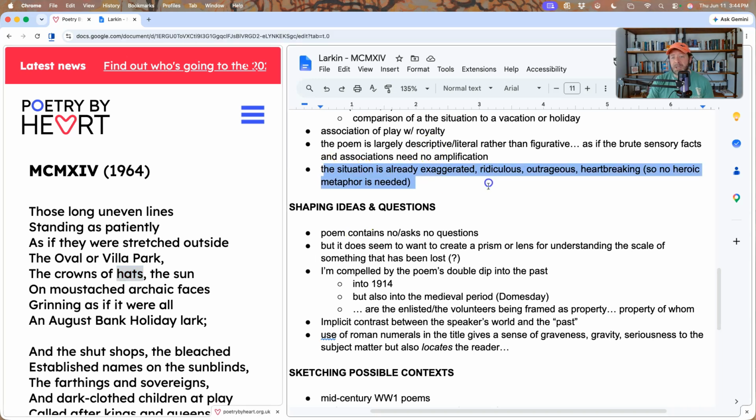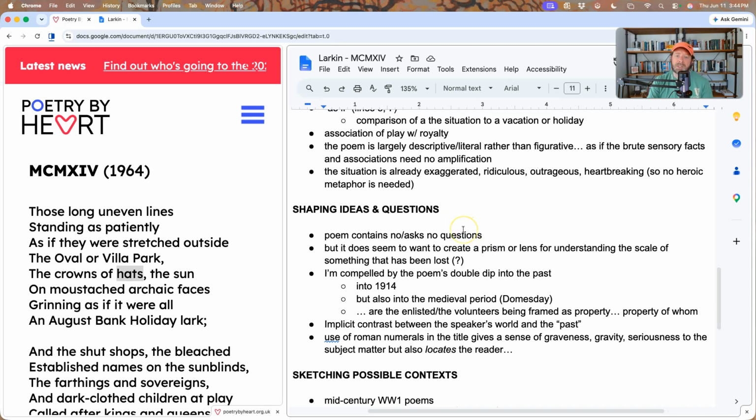And so there's a sense in which, even with some evidence of comparison and substitution, the situation can be literally described because it is already exaggerated, ridiculous, outrageous, even heartbreaking. And so no big heroic metaphor is needed in order to paint this picture or to express what the poem wants to express.